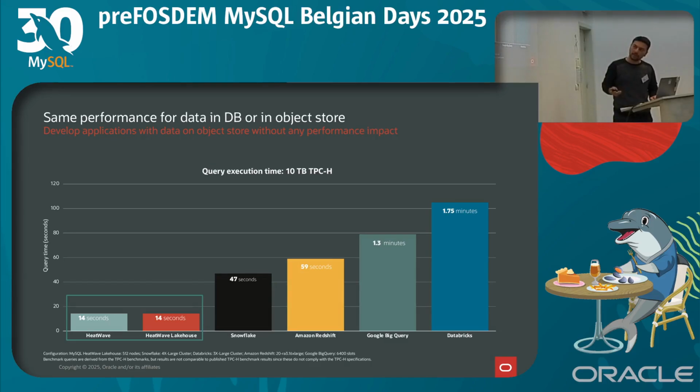With that, in this chart, I just want you to focus on these first two bars. The others are a comparison with other competitors. The key message is, your data in an InnoDB table, you load it into HeatWave, you run the queries, with 14 seconds average time. Then you load the same data from object store into memory, you run the queries, and it's more or less the same. So thanks to the optimizations I've shown, you can achieve the same performance whether the data is in the database or in object store.